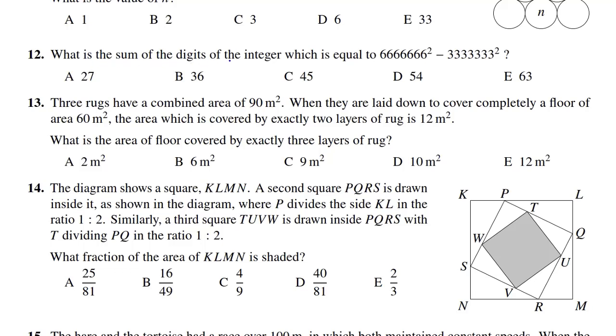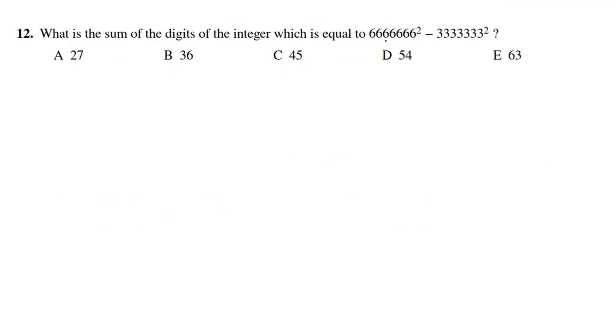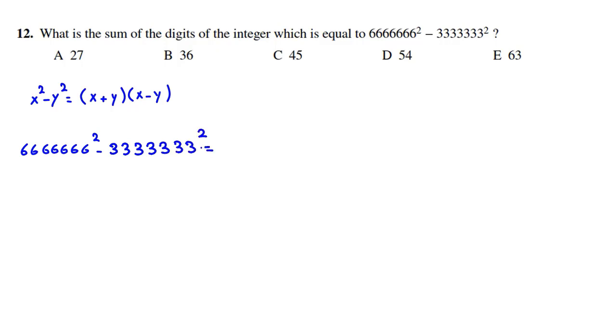What is the sum of the digits of the integer which is equal to 1234567 sixes squared minus 1234567 threes squared? Okay, here we should use the famous identity, x squared minus y squared is x plus y times x minus y. Now here we have 666666 squared minus 333333 squared. If we use this formula, it will be 6 plus 3, 9s, 1234567 times the subtraction of them, which is 1234567. I'm sorry, not squared. x plus y times x minus y.